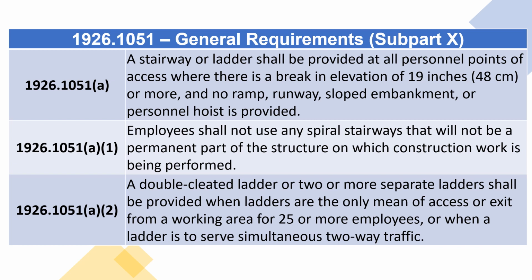1926.1051(a)(1). Employees shall not use any spiral stairways that will not be a permanent part of the structure on which construction work is being performed. 1926.1051(a)(2). A double-cleated ladder or two or more separate ladders shall be provided when ladders are the only means of access or exit from a working area for 25 or more employees, or when a ladder is to serve simultaneous two-way traffic.